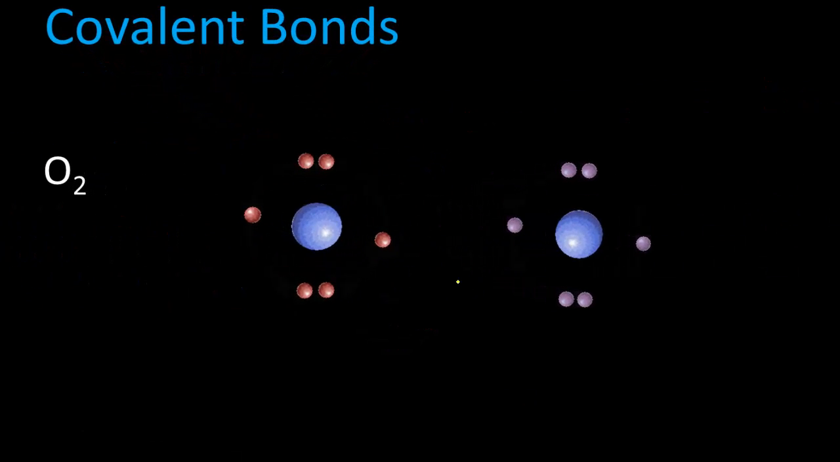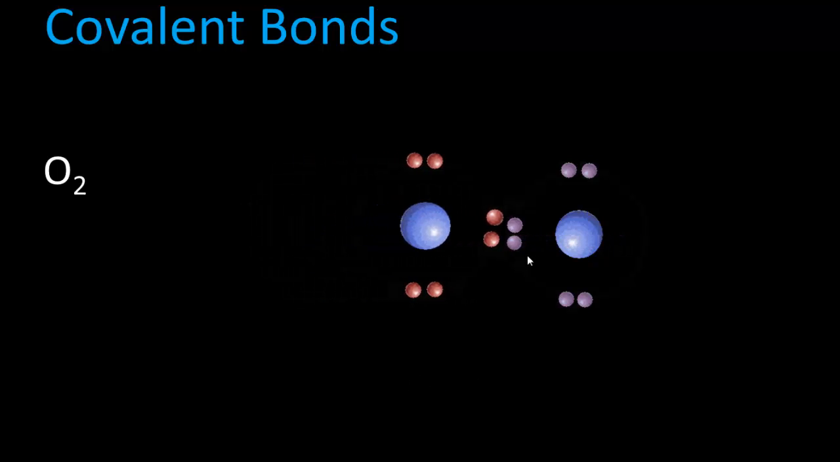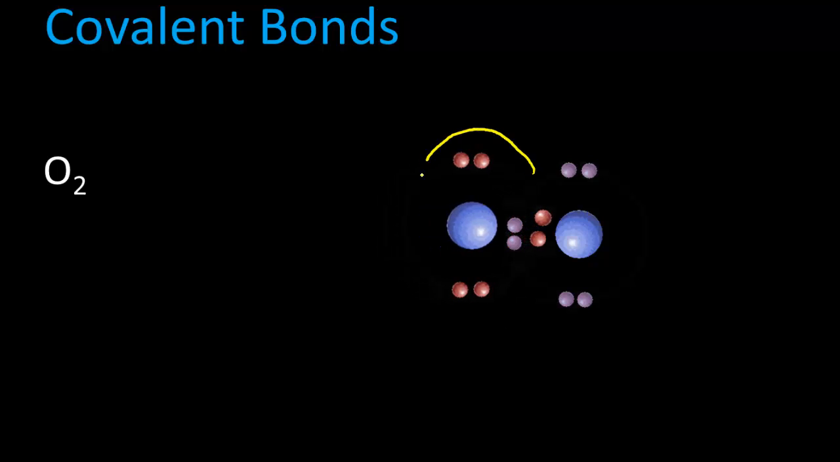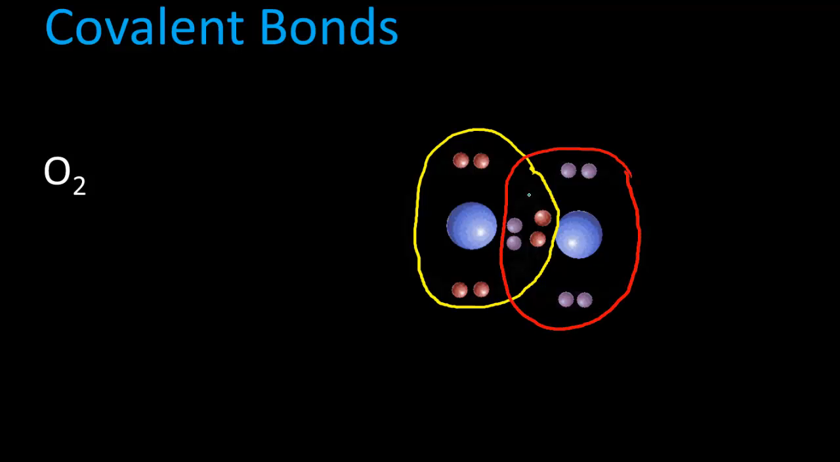Now here we have 2 oxygens and they each need 2 electrons. So let's rearrange this so this oxygen can share 2 electrons with this oxygen, and this oxygen can share 2 electrons with this oxygen. And once we do that, we will see that each oxygen has 8 valence shell electrons. The electrons that are between the 2 atoms are the pairs that are shared. And that is what creates the bond right here.